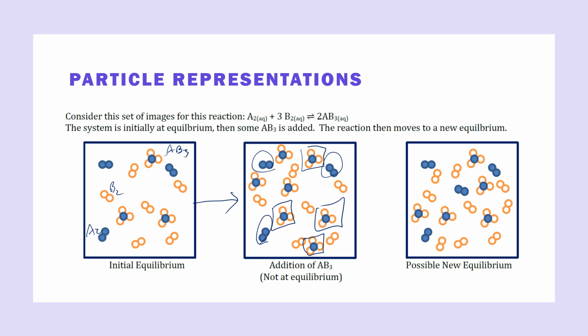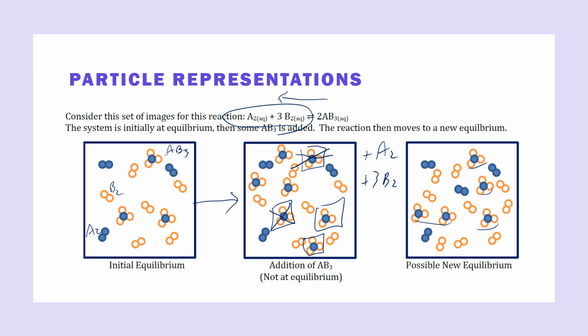Because we added some extra product, the reaction is going to proceed in the reverse direction to reestablish equilibrium. So I need to use up some of those AB3 molecules. Well, if I do the reverse reaction one time, I will use up two of the AB3 molecules and create one more A2 molecule and 3 more B2 molecules because of the stoichiometry of our reactant side. So we're left with 5 of the AB3s because I used up 2 of the new ones.